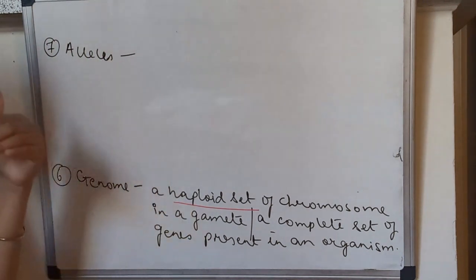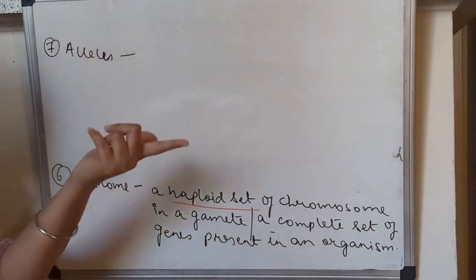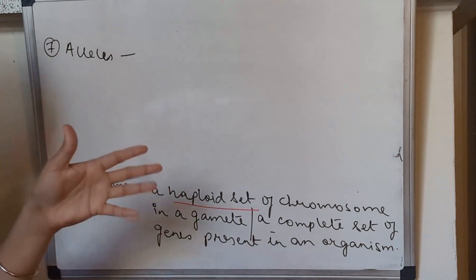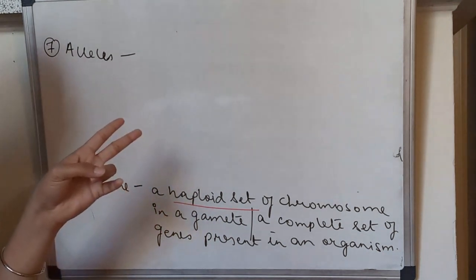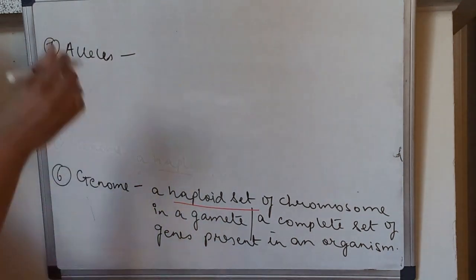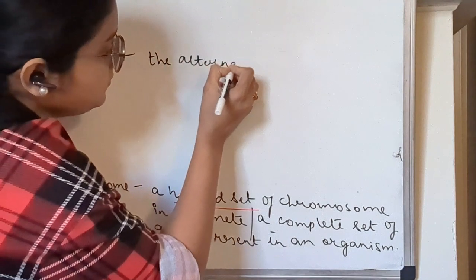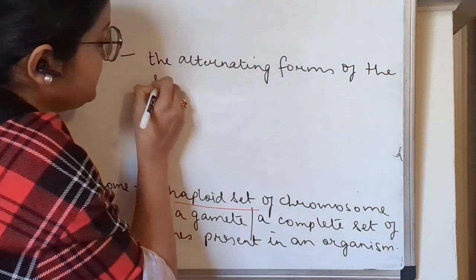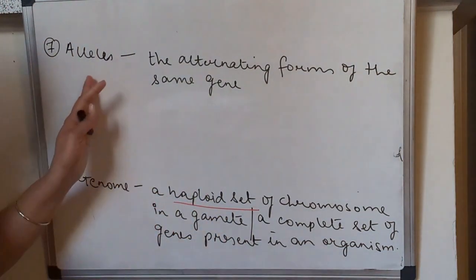Why do diploid organisms have every gene in two sets? Because one set is obtained from each of the parents, right? So for every gene that we have in our body, there should be two copies of the same gene. From here we come to the word allele. Allele means alternating forms of the same gene. So alternating forms of a gene are called alleles.